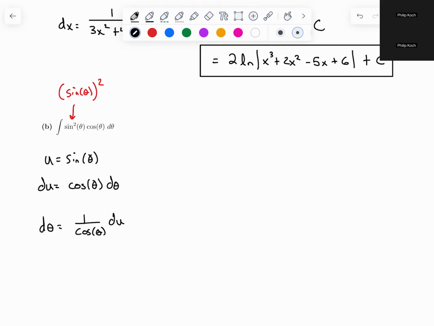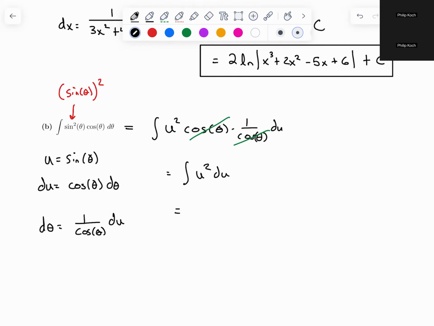So this becomes the integral of u squared cosine theta times 1 over cosine theta du. And the cosine thetas cancel. And we have the integral of u squared du. If you want to skip rewriting it, and you're okay having all the things be canceled and being able to find the integral of u squared right there, be my guest. I just like seeing it pretty and making sure that everything's been removed, but that's just me.